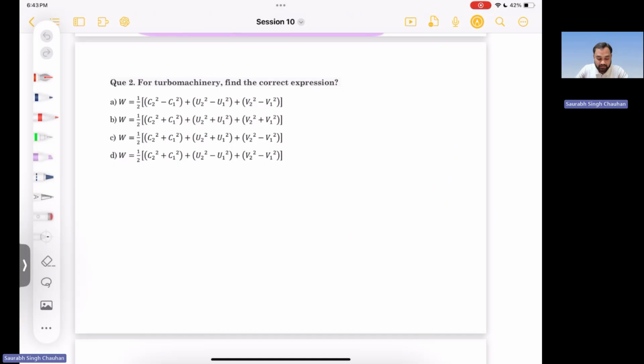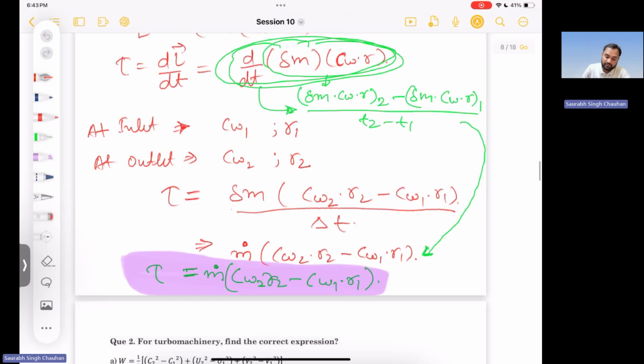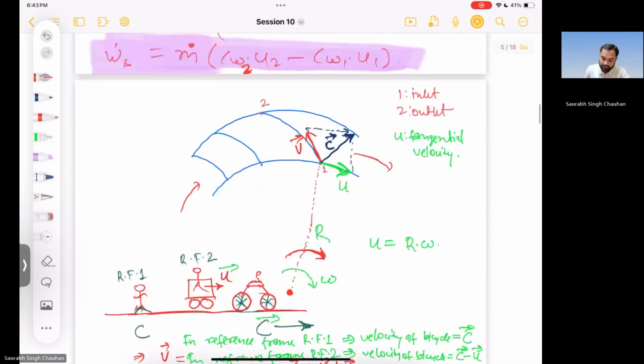So these terms you are familiar with, right? C is the absolute velocity, U is your tip velocity or the tangential velocity, and V is your relative velocity, the relative velocity of fluid with respect to the blade. Okay. And we have to tell the expression for work. The expression for work we have already derived. Where is it?